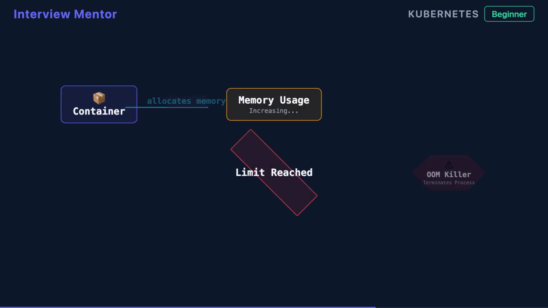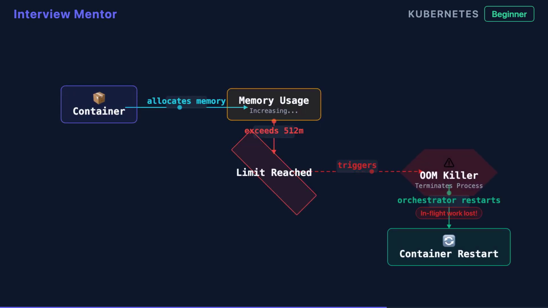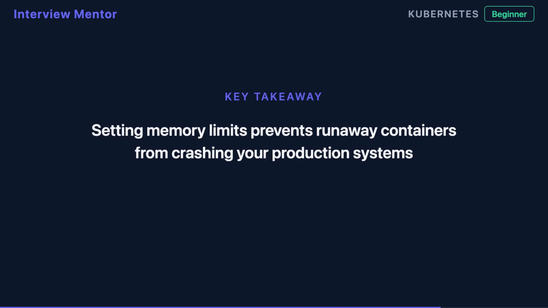When a container exceeds its memory limit, the kernel's out-of-memory killer terminates the process immediately. Your orchestrator will typically restart the container, but you'll lose any in-flight work. This is why setting appropriate limits is critical. Memory limits keep your containers in check and your production system stable. Practice setting them in your next deployment.